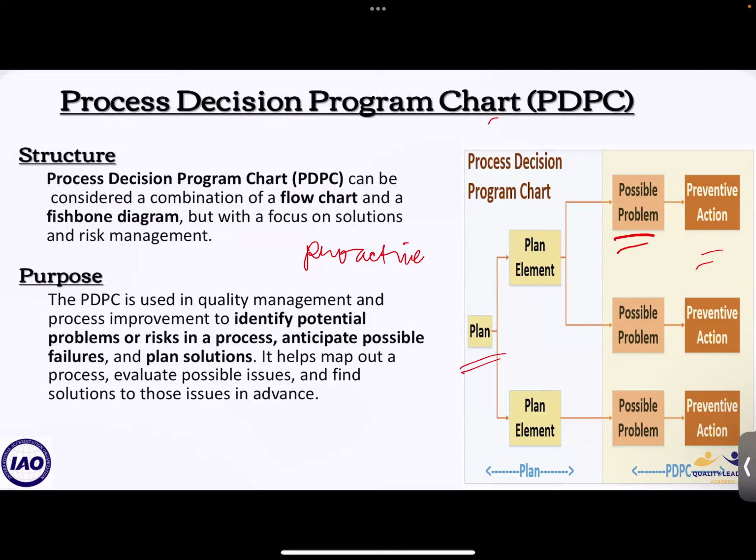So, what makes PDPC unique is that it allows you to plan for solutions and problems within the same diagram. You write the plan, identify the potential problems that might occur, and list solutions within the same chart. So, the PDPC is distinct because it combines solutions and problems in one place.